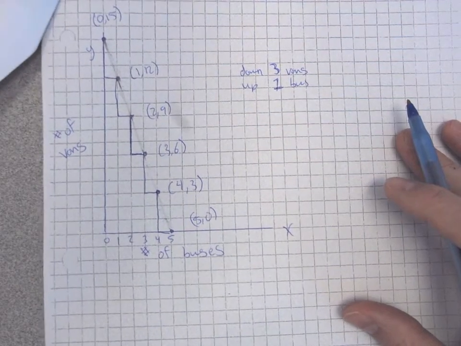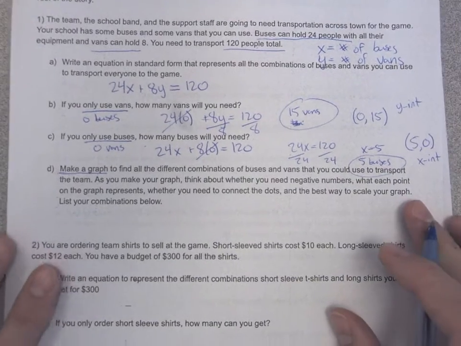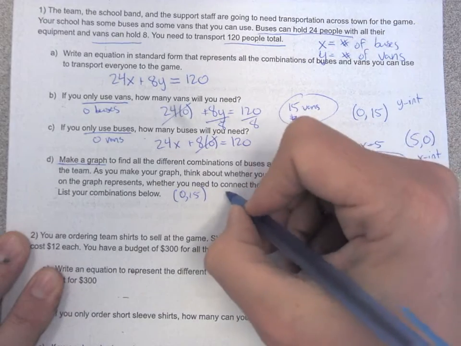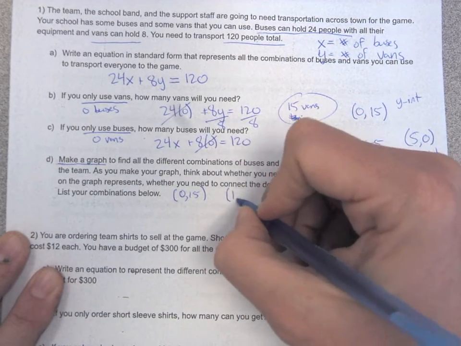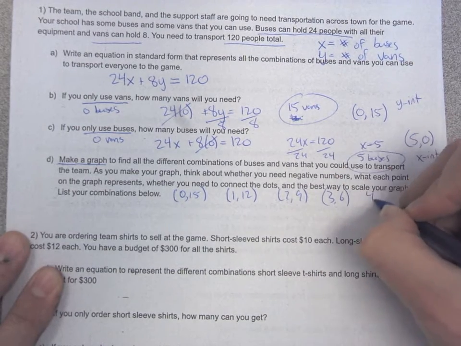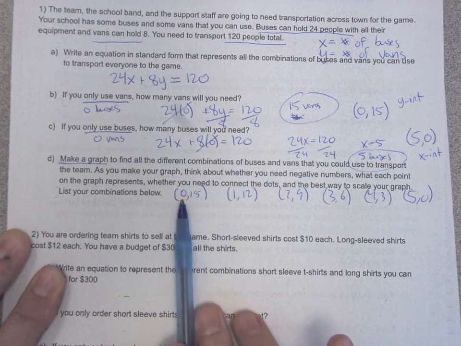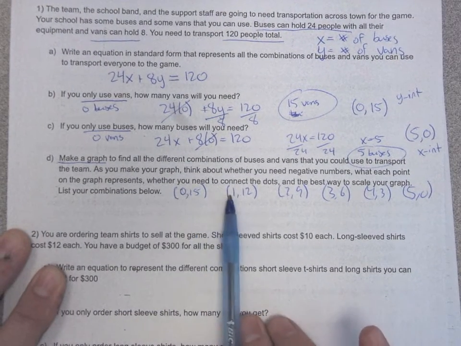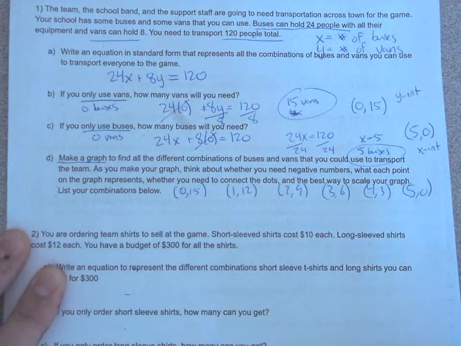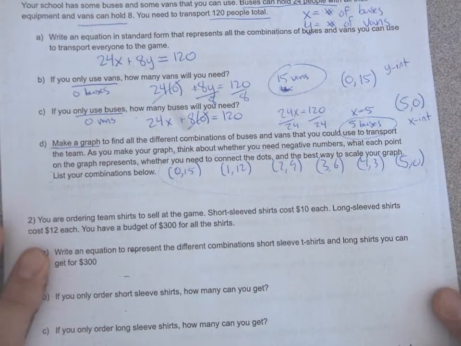So going back to the problem that says list our combinations below. We made a graph, and that will be part of what you're going to turn in. But we have 0, 15, right? And we have 1, 12, and we have 2, 9, and we have 3, 6, and we have 4, 3, and we have 5, 0. So remember, every time I go up 1 bus, I'm going to go down 3 vans, and that's the pattern that you see here. So these are the different combinations that we can use, and on the graph they're coordinate points.